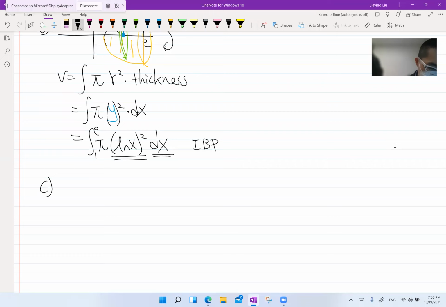Now part C is that we're going to find the volume by rotating this about the line x equals -2. So again, here we have this area, and then we rotate about the line x equals -2, which is on this side.